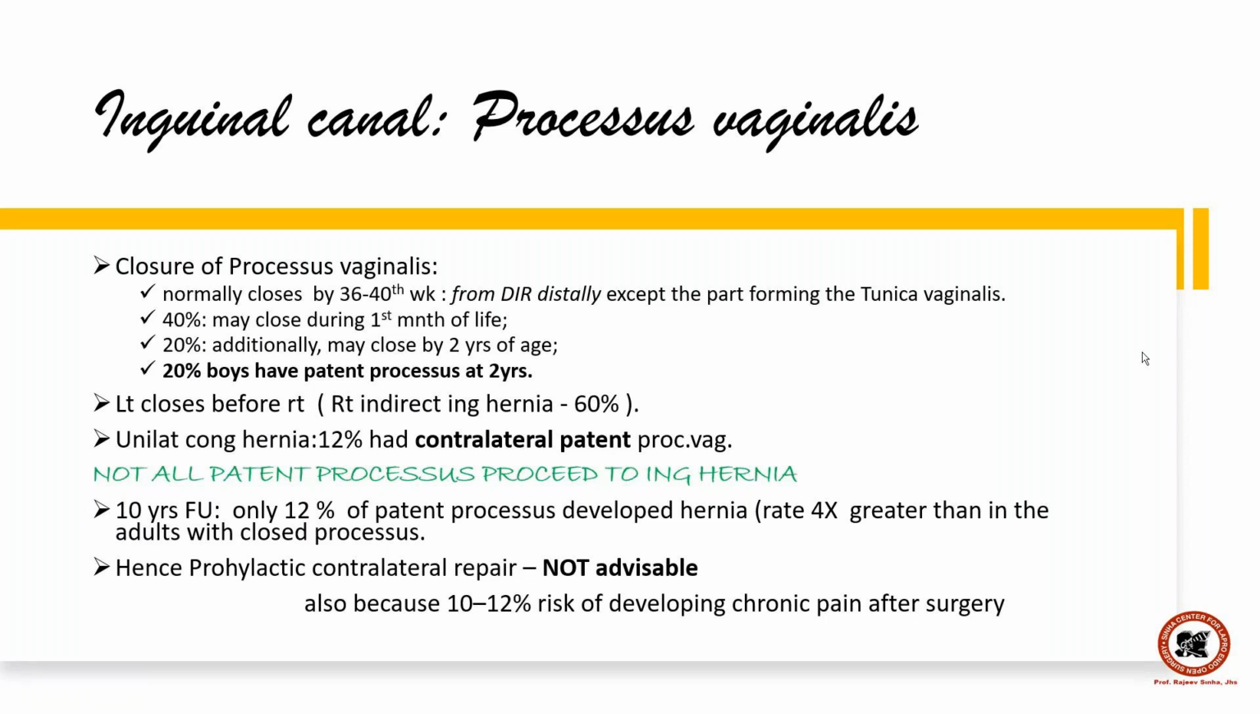And what is also true is that not all patent processes would proceed to inguinal hernia. You may have a patent processus vaginalis, and it's not necessary that you would have an inguinal hernia. If you look at the 10-year follow-up of a patient who has a patent processus vaginalis, you'll find that 12% of these patent processes developed hernia. Only 12%. But the rate is almost 4 times greater than in adults with a closed processus vaginalis. But it doesn't mean that 100% of patent processes would develop into hernia. So that is one of the reasons why it is said that prophylactic contralateral repair is not advisable.